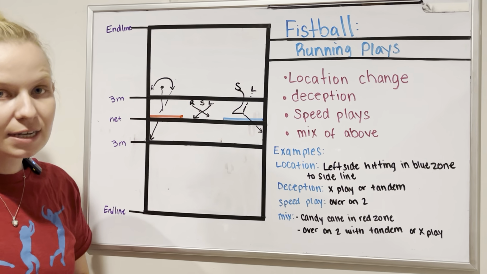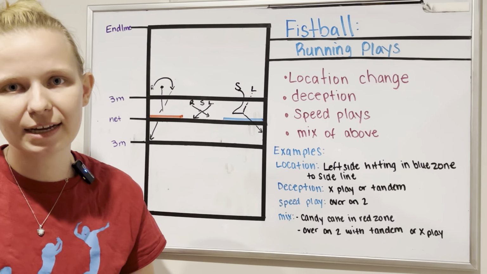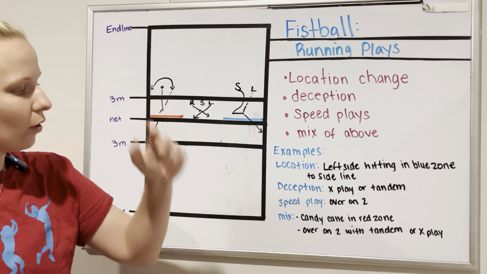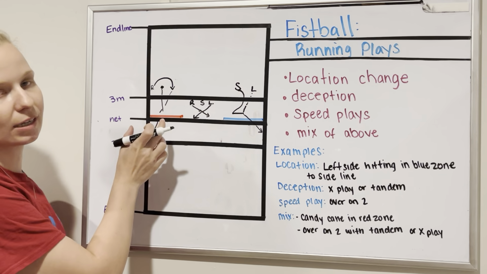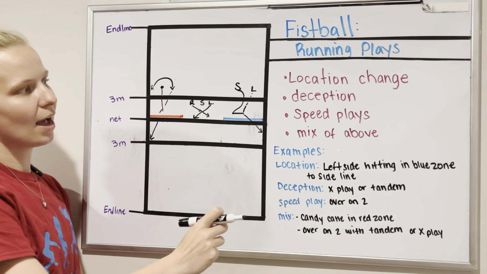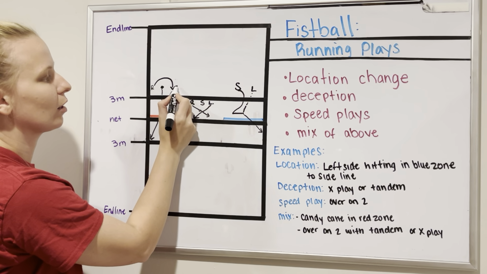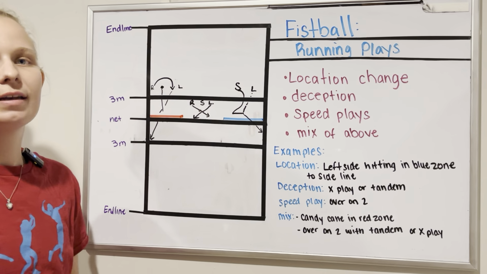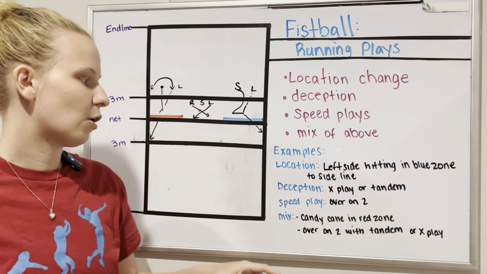If you have a left-handed striker, that's also really good on the right side, because again, it's a speed play where you can get the ball over. The reason this is a mix is because now you're utilizing speed as well as location change, as well as potentially deception, because if you have the right side striker and the left side striker here, it makes it really difficult for the defense to know where the ball's going.